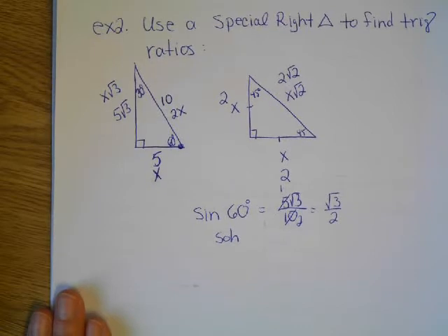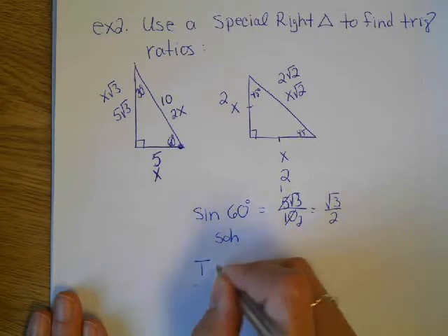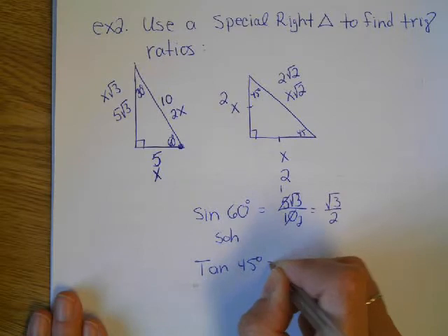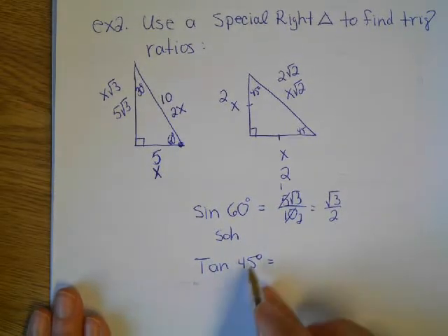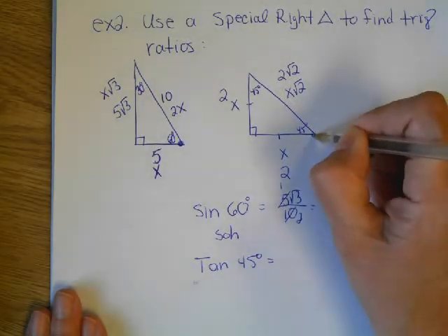Let's try another. Let's go with the tangent of 45 degrees. So that means my reference is the 45, so I'm over in this triangle. I can stand on either one. It's going to come out the same.